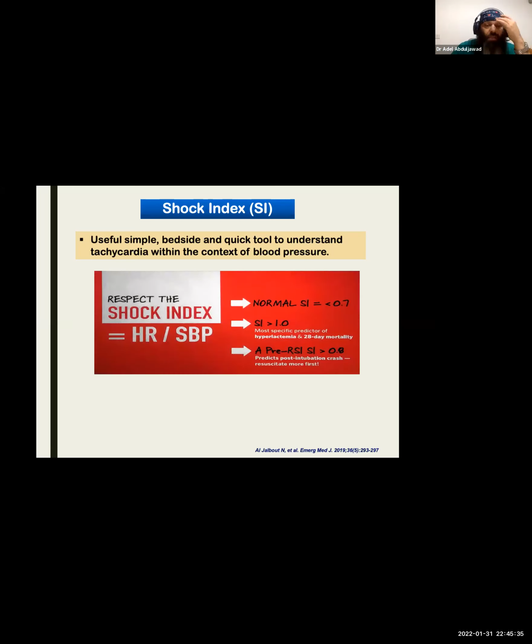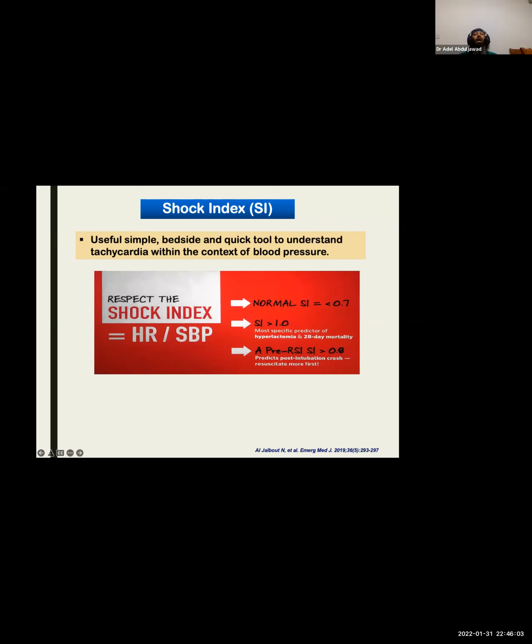The shock index is very simple: it is the heart rate divided by the systolic blood pressure. Two readings from the bedside, whether non-invasive or invasive monitoring. You can use it in the ER, at the bedside, even out of the hospital, but we usually apply it in the ICU and hospital settings. We take the heart rate divided by the systolic blood pressure.